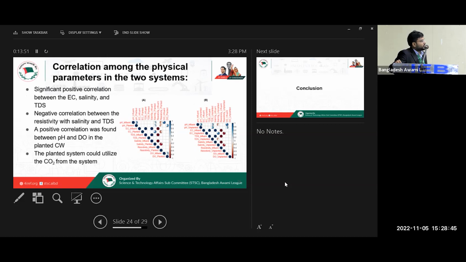Here is the correlation among the physical parameters of the two systems. There was a significant positive correlation between electrical conductivity with salinity and TDS. And we assessed a negative correlation between resistivity with salinity and TDS. We also got a positive correlation between pH and DO in the planted column. The planted system could utilize the carbon dioxide from the system.